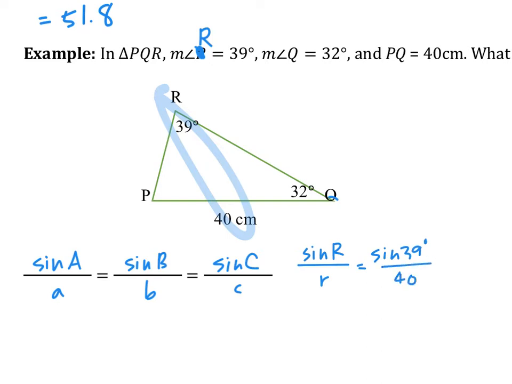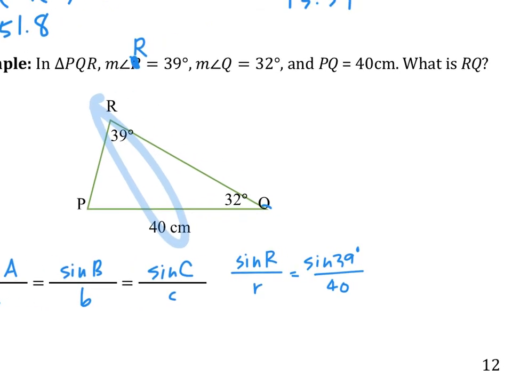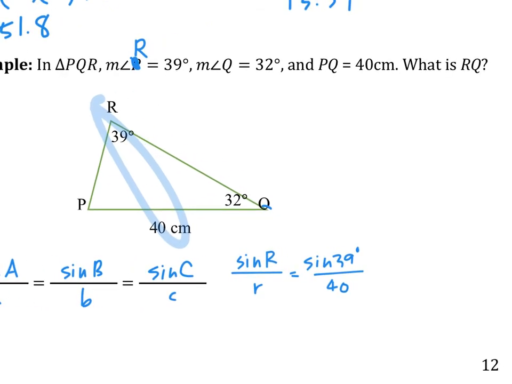Now the question is, what is RQ? It's asking for this side. If we want to figure out that side, then we need the opposite angle. Do we have the opposite angle? Not yet. Can we find that angle? Yes, we can, just from triangle sum theorem. If we take 180 degrees and subtract all those angles, we figure out this is 109 degrees. This drawing is not good. That's showing us an acute angle, but in fact it's an obtuse angle.